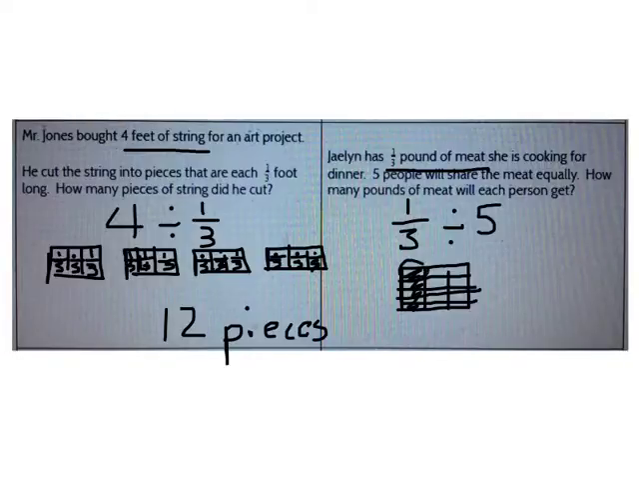And each person gets 1 piece. What fraction does each person now have? How many pounds of meat? Well, each person gets 1 piece, and now there are 15 total pieces. So the answer is 1/15.